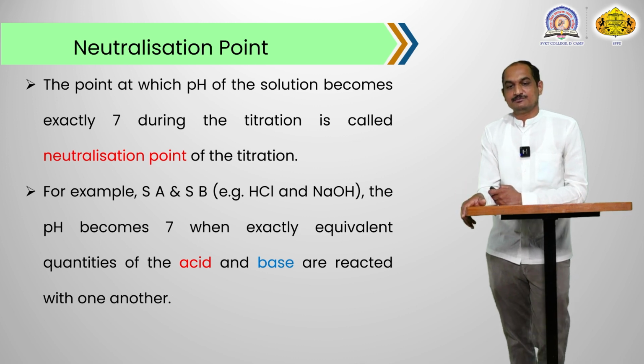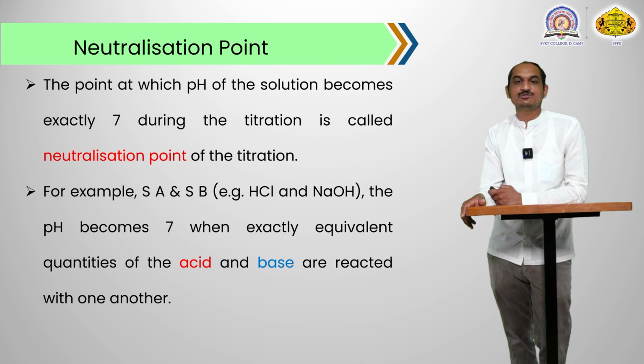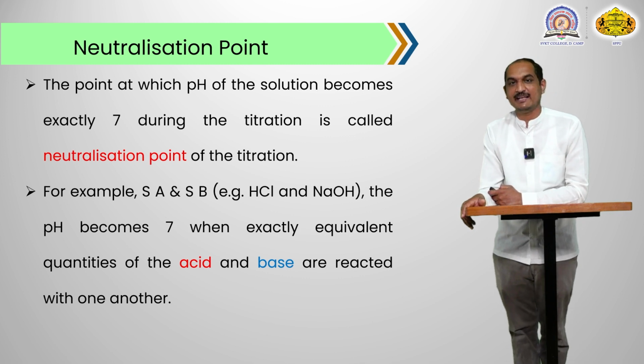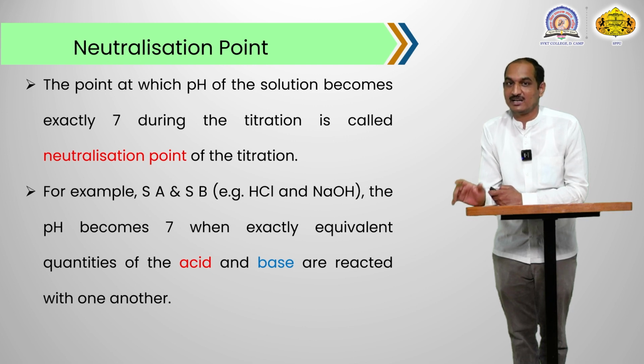We take one example, the titration of a strong acid and a strong base. Here we use HCl as a strong acid and NaOH as a strong base. Then the pH becomes 7 when exactly equivalent quantities of acid and base are reacted with one another. This is the example of a neutralization point.